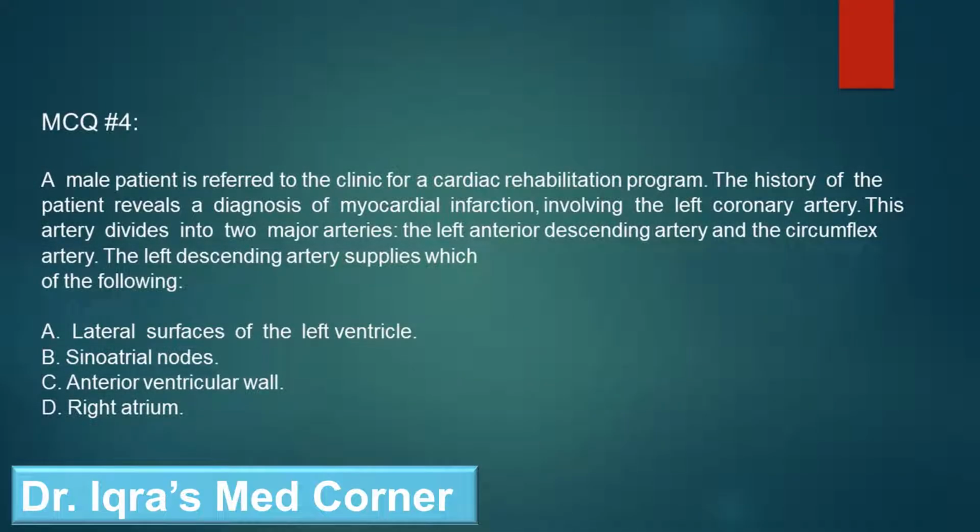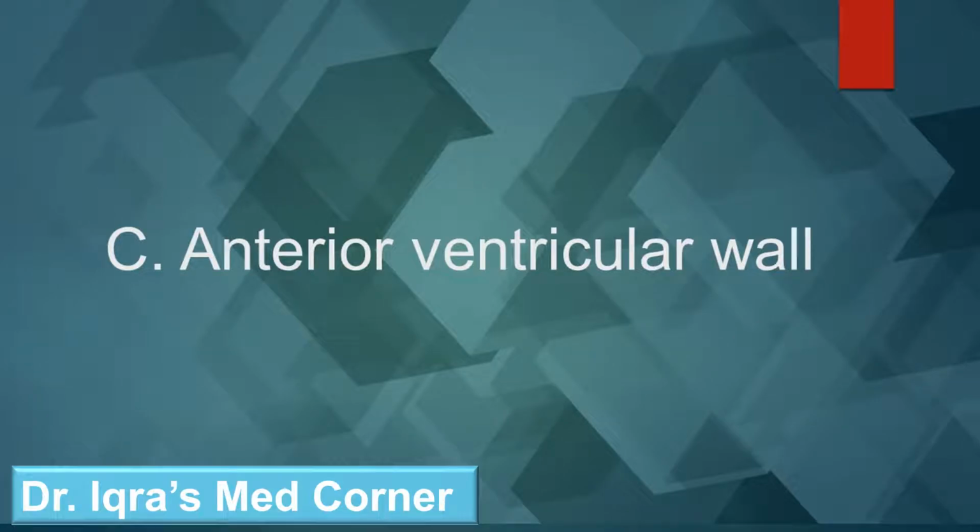A male patient is referred to the clinic for a cardiac rehabilitation program. The history of the patient reveals a diagnosis of myocardial infarction involving the left coronary artery. This artery is divided into 2 major arteries, the left anterior descending artery and the circumflex artery. The left anterior descending artery supplies which of the following? Option 1, lateral surface of the left ventricle. Option 2, sinoatrial node. Option 3, anterior ventricular wall. Option D, right atrium. And the correct answer is option C, anterior ventricular wall.